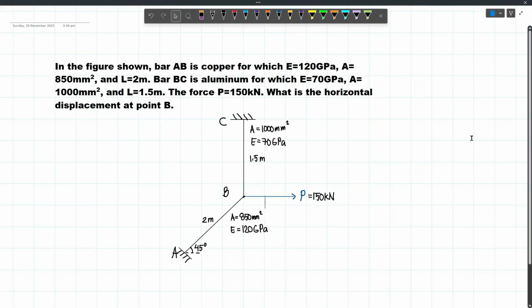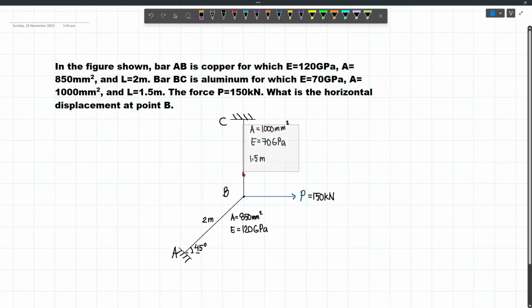So sa atong video karon, let's discuss kaning relative displacement nga mga problems. In the figure shown, bar AB is copper for which E equals 120 GPa, A equals 850 mm squared, and L equals 2 m. And then bar BC is aluminum for which E equals 70 GPa, A equals 1000 mm squared, and L equals 1.5 m. And then the force is 150 kN.